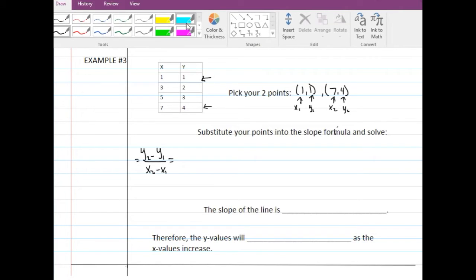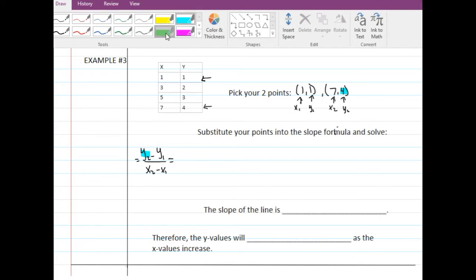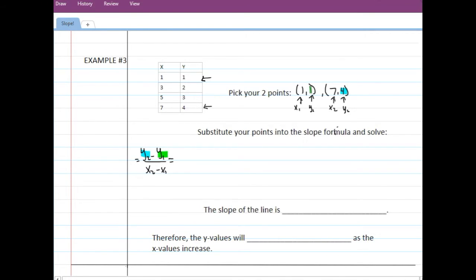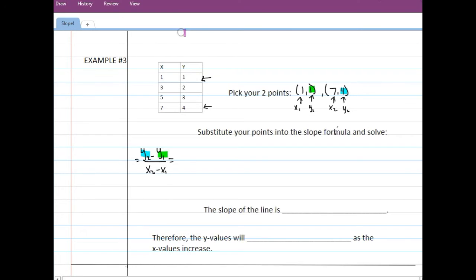So y2 we're going to highlight blue, and that is equal to 4. y1 we're going to highlight green, and that is equal to 1. The next one is x2, and we're going to highlight that pink, and x2 is equal to 7. And the last one we're going to highlight yellow, and x1 is equal to 1.